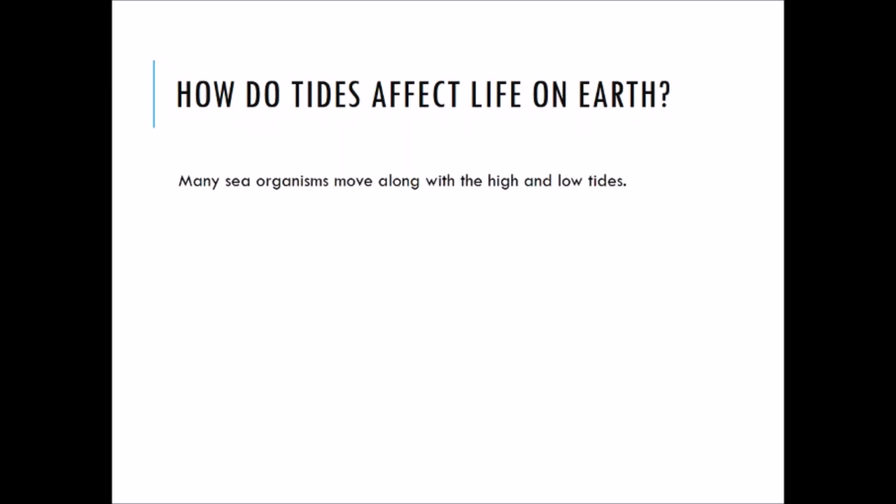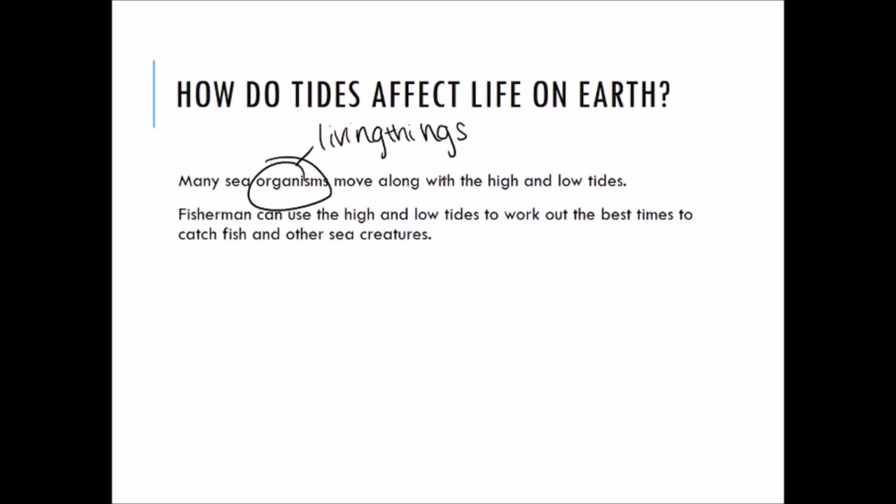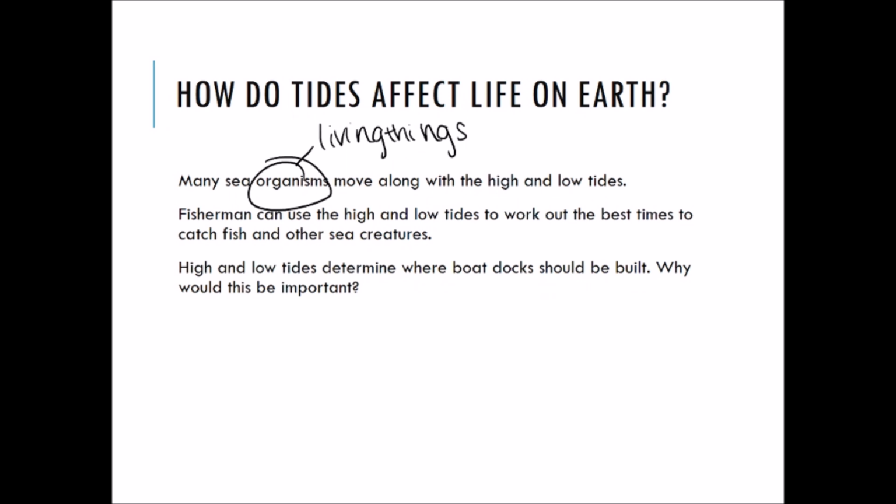Okay, so how do tides affect life on Earth? So many sea organisms, or that's just a science word for animals, all right, or living things, which you'll learn about next term, move along with the high and low tides. It's also their form of habitat, which you'll also learn about next term. So fishermen can use the high and low tides to work out the best times to catch fish and other sea creatures. So high and low tides determine where boat docks should be built. Why do you think this is important? Have a think about it.